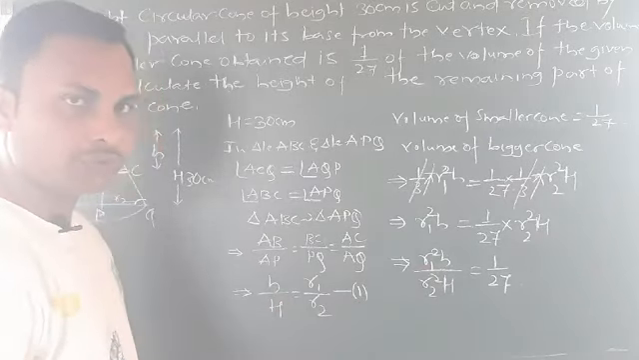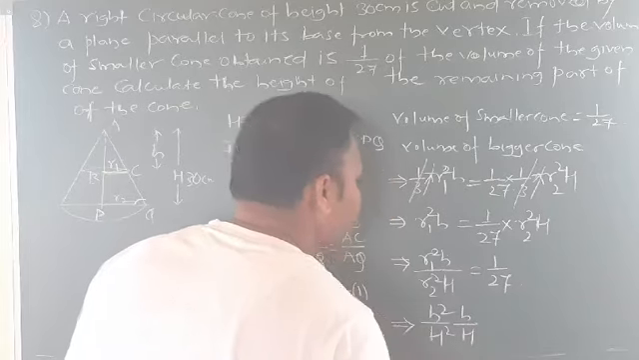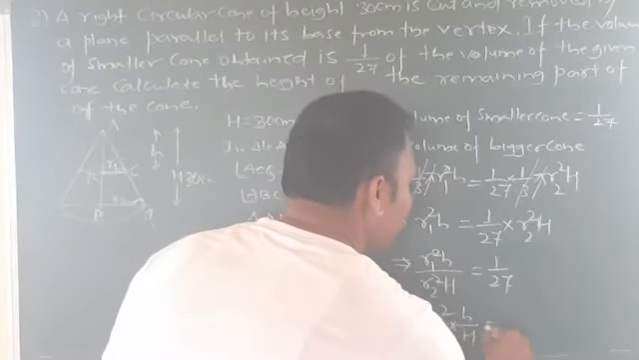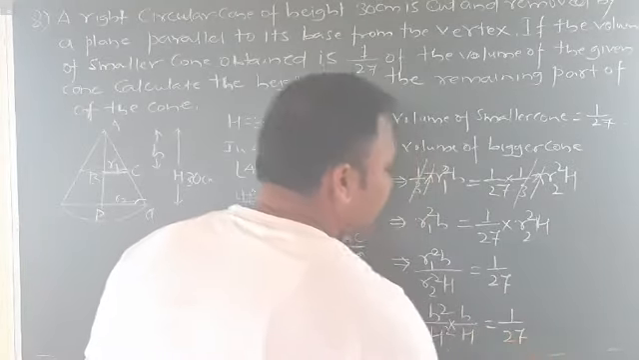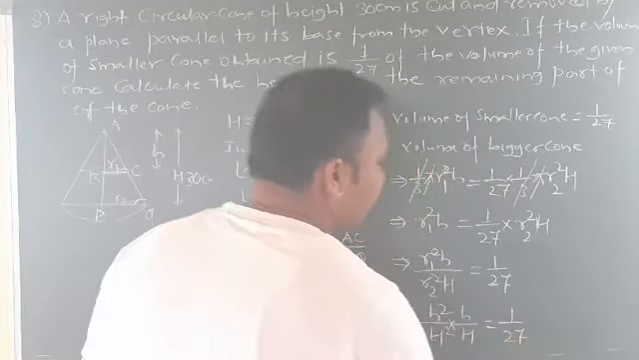So now I'll substitute here h square by capital H square. Again it is small h by capital H, into this, equal to 1 by 27. So once you have substituted this one, let me rub this out.